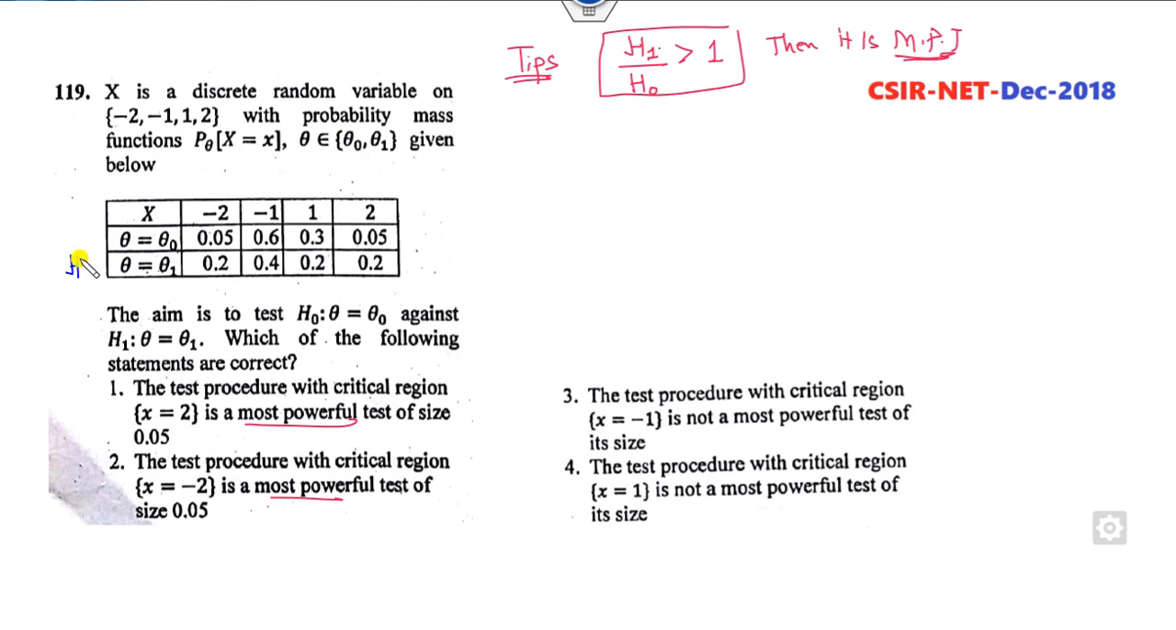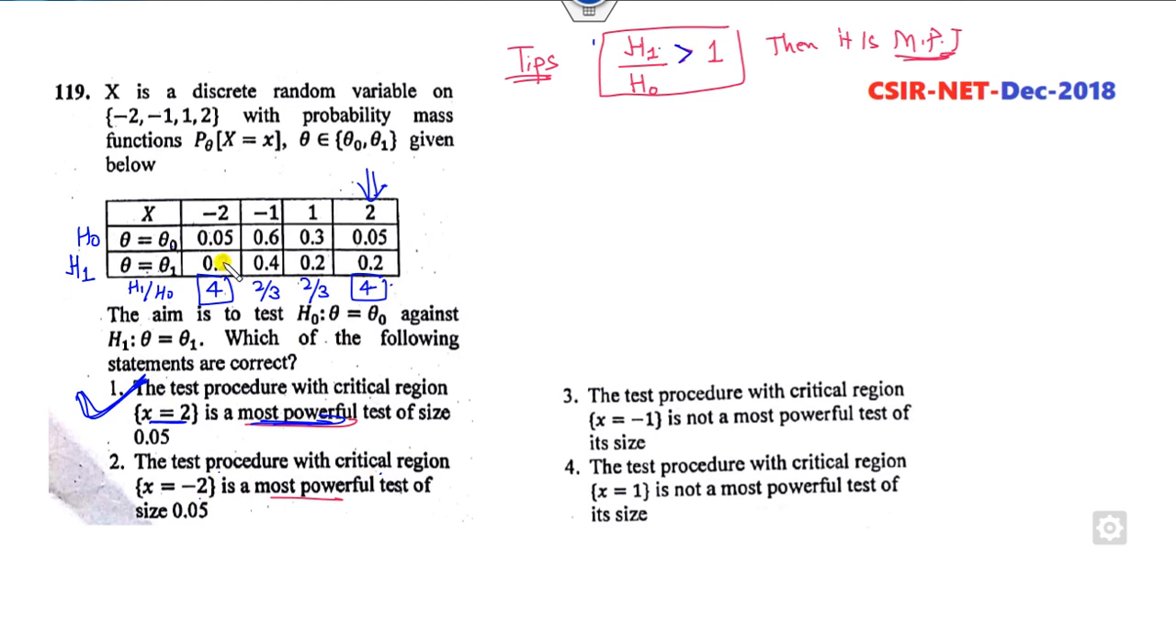H1 is the alternative. This is my H0 corresponding to this, and this is H1. So if I find H1 over H0 here, it is my 4, this is my 2 over 3, this is my 2 over 3, this is my 4. Fine. So which one is greater than 1? Here and here. So look at the options. X is equal to 2 here is the most powerful test. When will it be the most powerful? When this ratio is greater than 1. So 4 is greater than 1. Yes, this is the right answer.